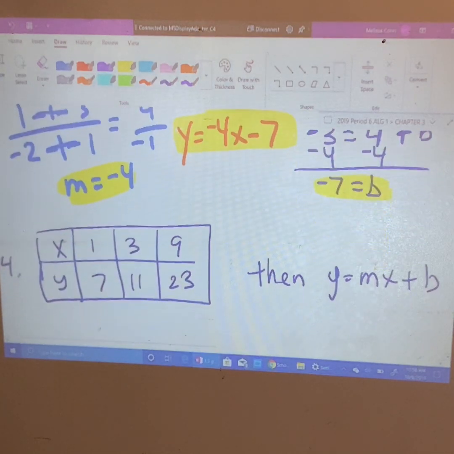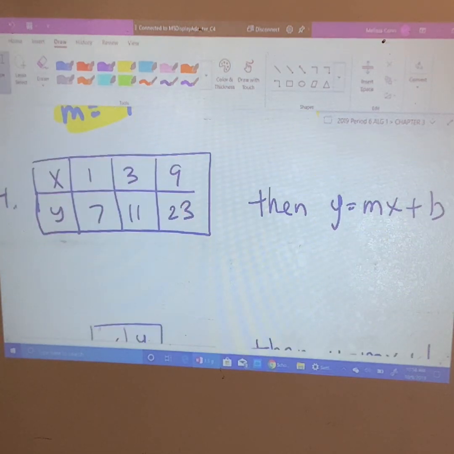Now again, I don't have to give you ordered pairs. I can give you ordered pairs sitting inside a table. You just know that I'm showing you 3 ordered pairs. So let's pick 2, and then let's do the same thing. Let's write the equation for this table of values. All right, I'm going to pick 1, 7, and I'm going to pick 3, 11.